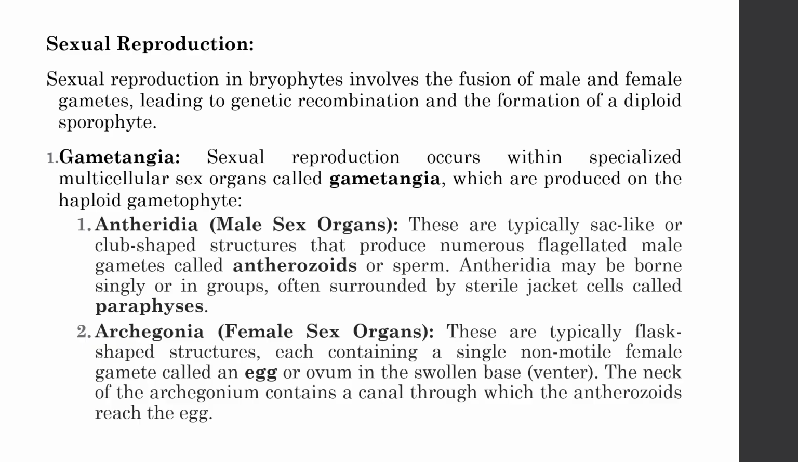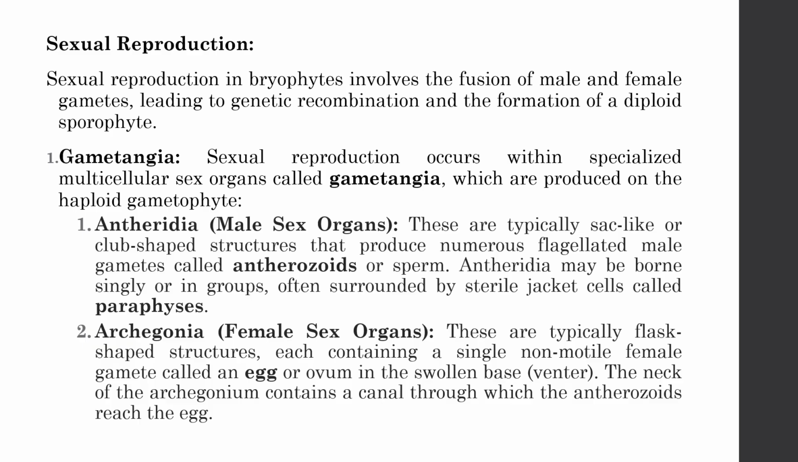Coming to the two types of specialized male and female sex organs, that is the antheridia and archegonia. First, let us look at the male sex organ, antheridia. These are small sac-like or cup-like structures that produce numerous flagellated male gametes called antherozoids.